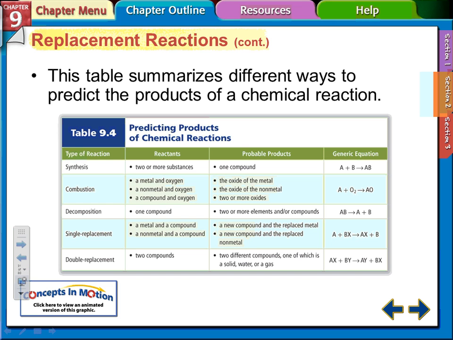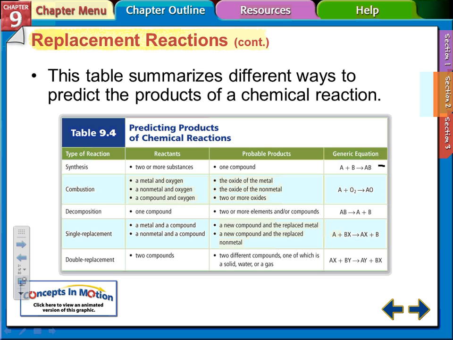This is a good table for summarizing the different types of chemical reactions: the synthesis, the combustion, the decomposition, the single and double replacements, and what happens to the reactants. Two or more form one compound on the synthesis part, and the AB part is what it looks like, the two things combined to make one. Combustion always involves oxygen, and it always looks like this: something combined with oxygen makes something with an oxide. Decomposition, we start with one thing and you end up breaking down to two or more. It's the opposite of synthesis.